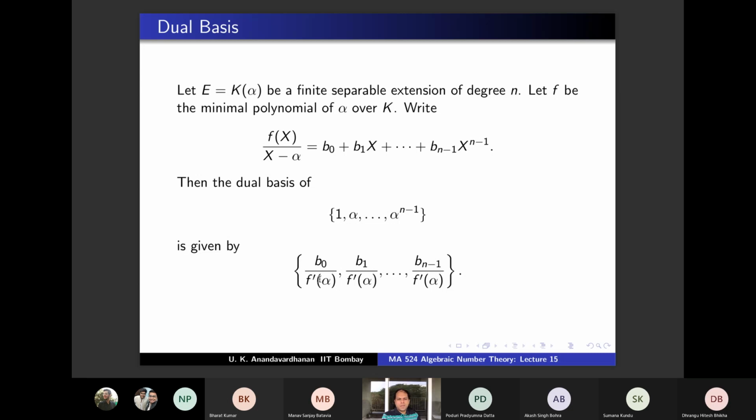f prime is the formal derivative, b1 by f prime alpha, etc., b_{n-1} by f prime alpha. Okay, so there is an explicit dual basis in terms of the minimal polynomial.